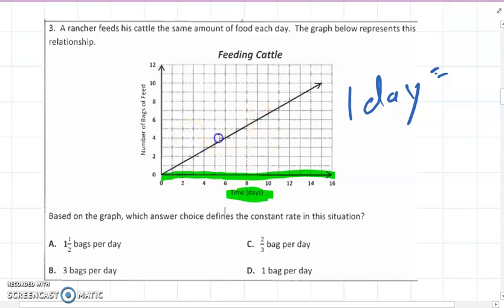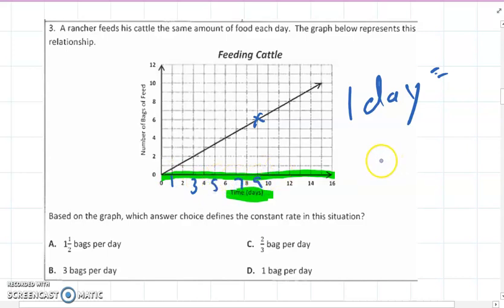Okay. For example, that one. Okay, right here. This one here, right there. Okay. How many days is that? Well, if I look here, it starts at 0. This would be 1 day, 2 days, 3, 4, 5, 6, 7, 8.